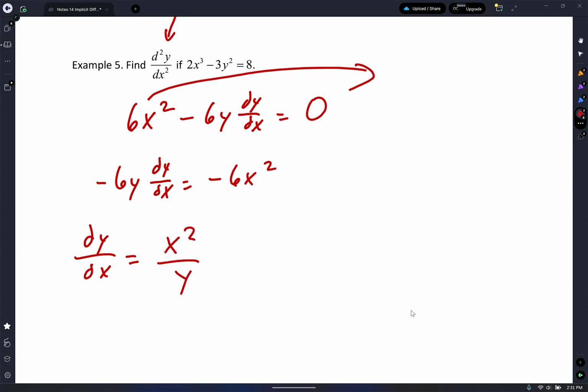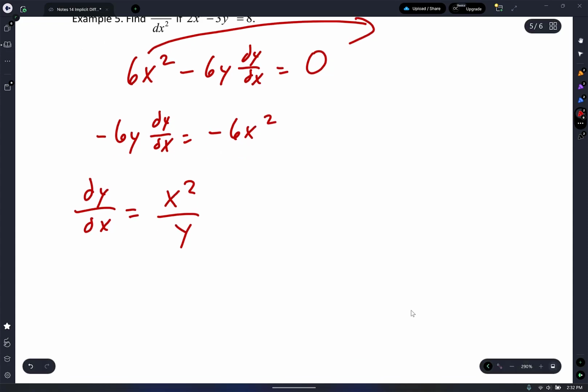Make sure that there are no mistakes. Yeah, I subtracted. And then I divided by negative 6y. Are we okay? All right, now I'm going to take another derivative, but we're going to have to do quotient rule. Are we cool? Again, focus again. So here we go. I'm going to go slow, guys.